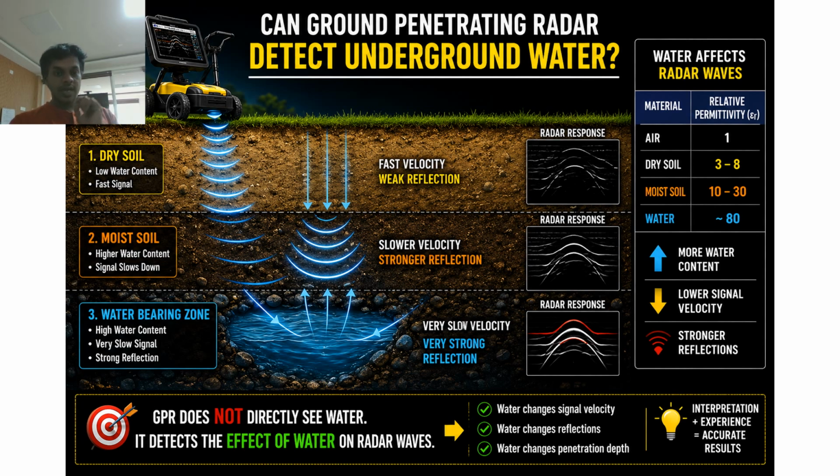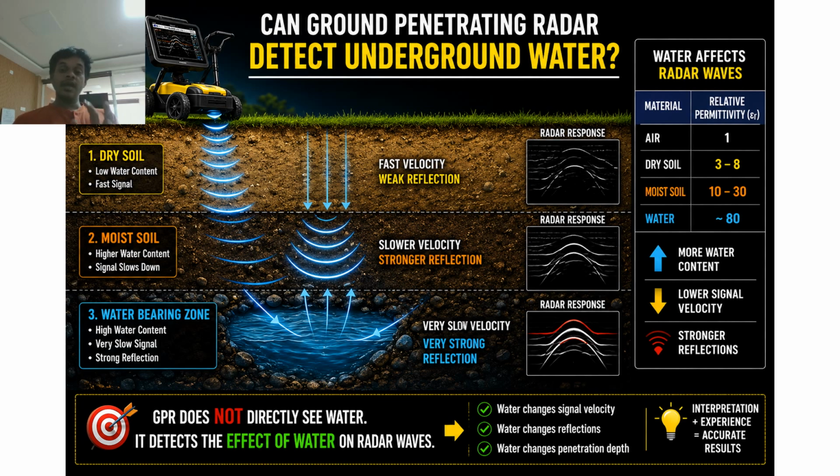Now, let's see an example. So here you see dry soil. In the first layer, you can see the dry soil. The GPR waves travel through it relatively fast. Everything looks normal. Now imagine the same soil becomes saturated with water, here in the moist soil, the second layer. Now the waves slow down, the reflections become different, and the radar image changes. So while the machine is not directly detecting the water, it is detecting the effect that water has on the surrounding materials.